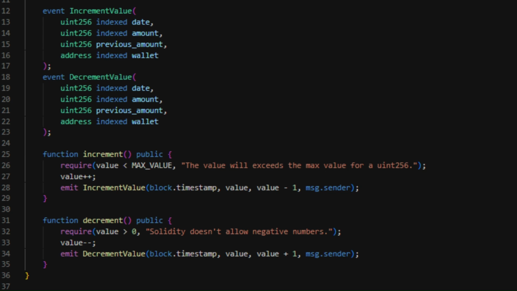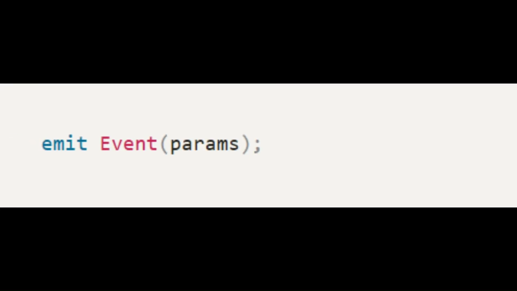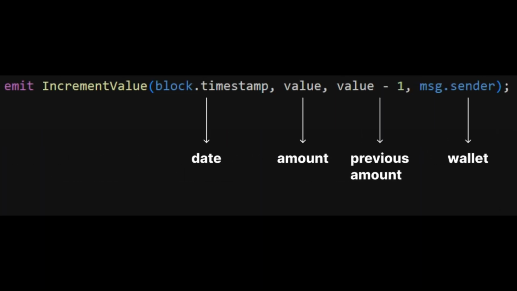To emit a new event in the blockchain, you just have to write this sentence, where we have to fulfill all the parameters that we set before.